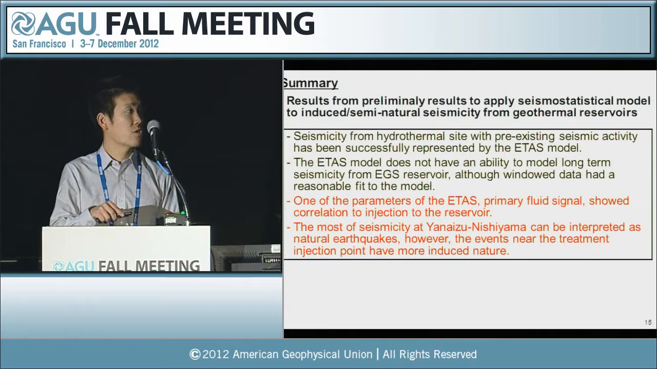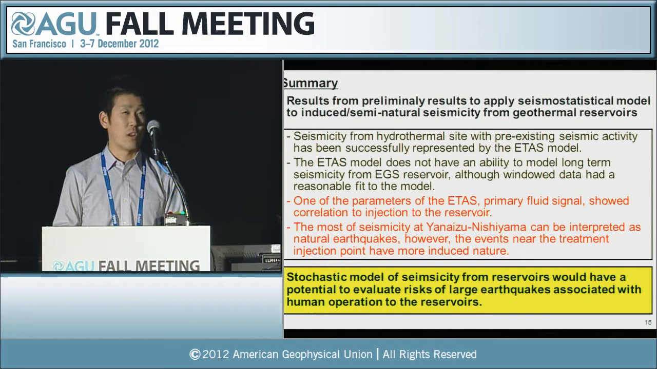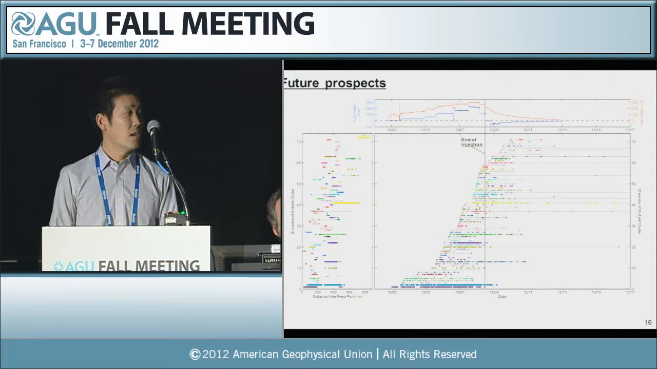From these results, it can be said that a stochastic model of seismicity from reservoirs has the potential to evaluate risks of large earthquakes associated with human operation of the reservoir. We have revealed some significant natures of induced seismicity and are planning to incorporate them into a seismostatistical model.